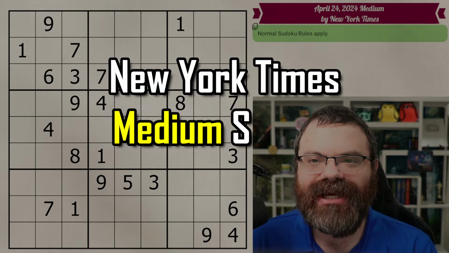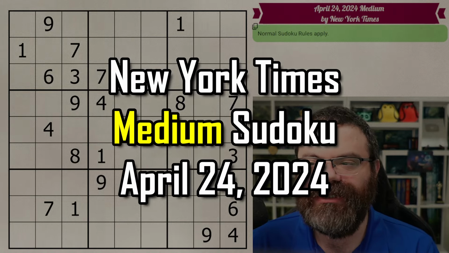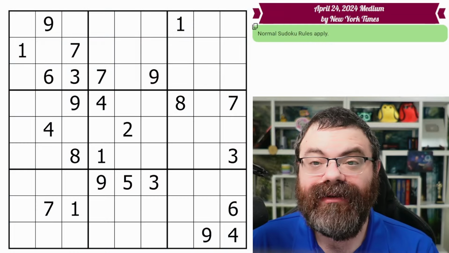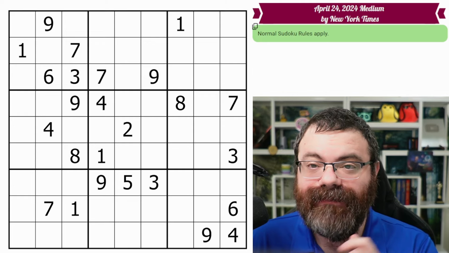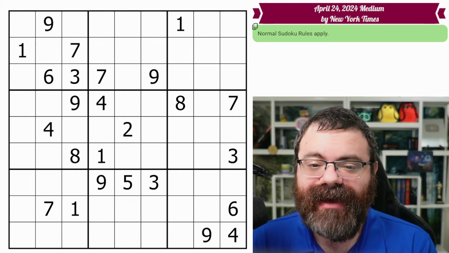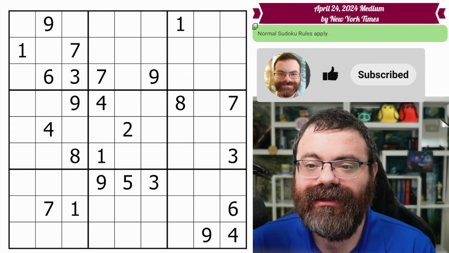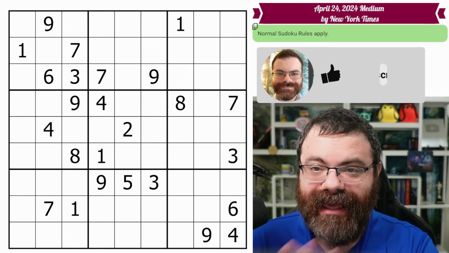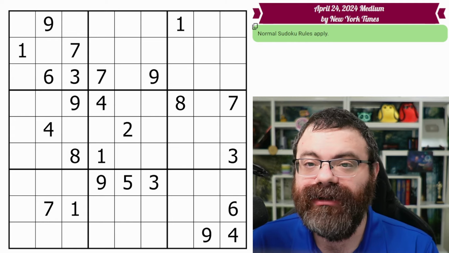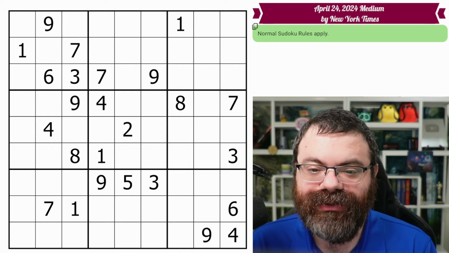Hello, let's do the New York Times Medium Sudoku for April 24th, 2024. For these walkthroughs, I do an in-depth walkthrough that is also systematic. So the point of this is to train on the most important techniques, in that order, for what you want to look for when solving any Sudoku.